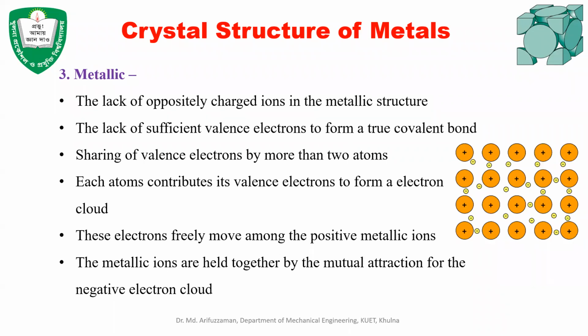And each atom contributes its valence electron to form an electron cloud. That means the atoms present in the metallic structure release their outer shell electrons, and those electrons produce an electron cloud that moves around the metallic structure. And every atom shares those electrons whenever they need them.